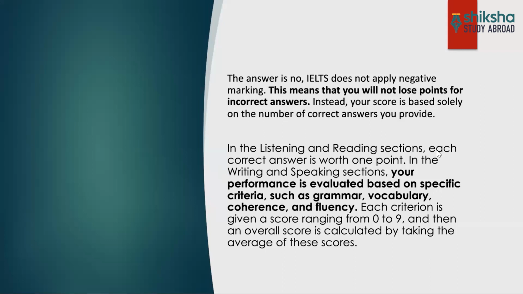In the listening and reading sections, each correct answer is worth 1 point. In the writing and speaking sections, your performance is evaluated based on specific criteria such as grammar, vocabulary, coherence, and fluency, right? So we have already read about this. Each criterion is given a score ranging from 0 to 9 bands, and then an overall score is calculated by taking the average of these scores. So that also we know now because we have seen the examples in the previous slides.